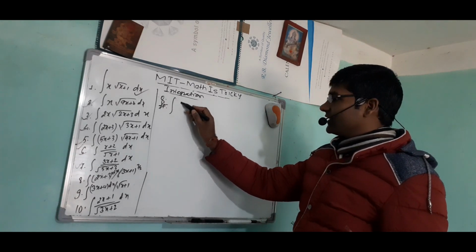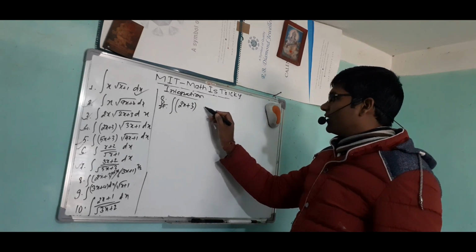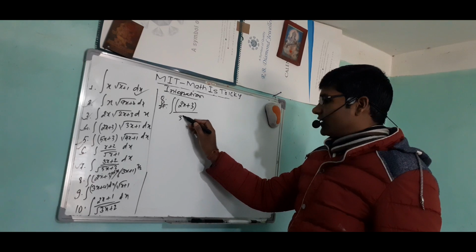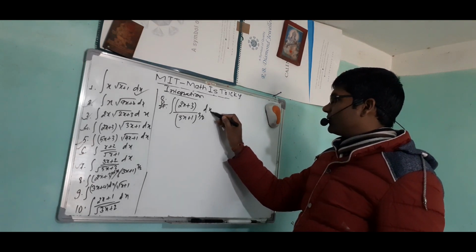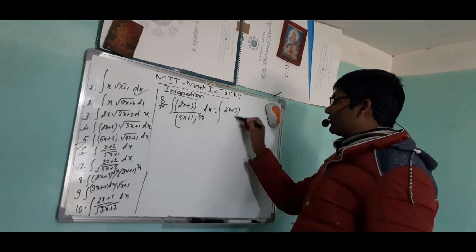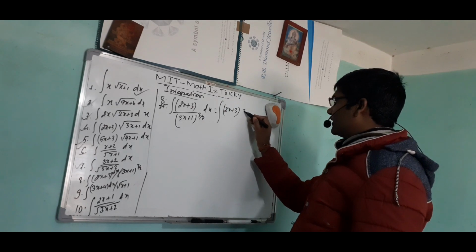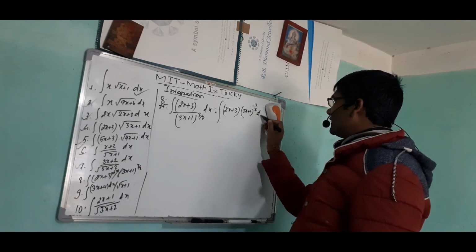Question number 8: (2x+3) divided by (3x+1) to the power 3/2 dx. This is the problem. As before, let's change this into product form. Bring this in the numerator, so (3x+1) to the power will be minus 3/2 dx.